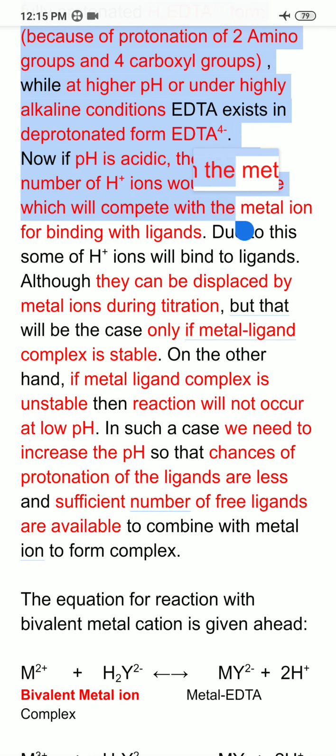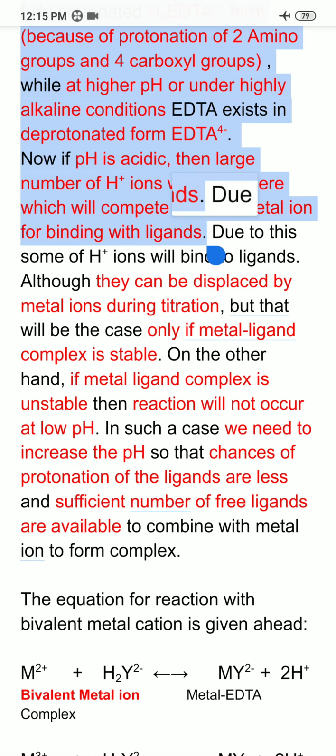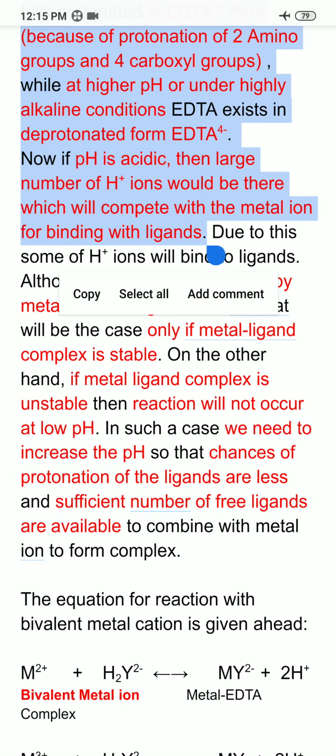Now what will happen? If pH is acidic, then a large number of protons will be there. Now if a large number of protons will be there, what will they do? They will compete with the metal ion for binding with the ligands. The meaning of this line is that if protons are too high in the solution and you have EDTA ligand as well as metal ions, then we know that metal will bind with the EDTA ligand, but protons are also there. They will also tend to bind with the ligand. It means there will be a competition between the metal ion and the protons to bind to the ligands.